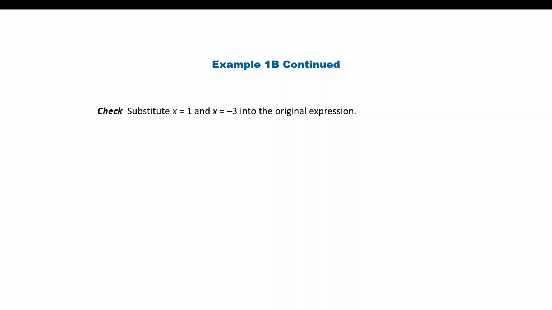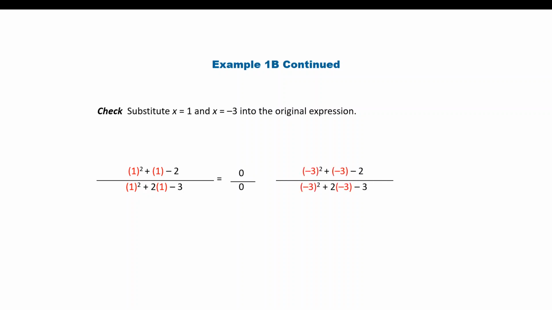All right, and we can also check this to make sure that we did. We can do that by going ahead and just substituting 1 and -3 into our original expression. If we use 1, we see that we're going to get 0 over 0, which is definitely undefined. And if we substitute -3 into our original equation, we end up getting 4 over 0, which is also undefined. So both values of x result in the division by 0, which is undefined.